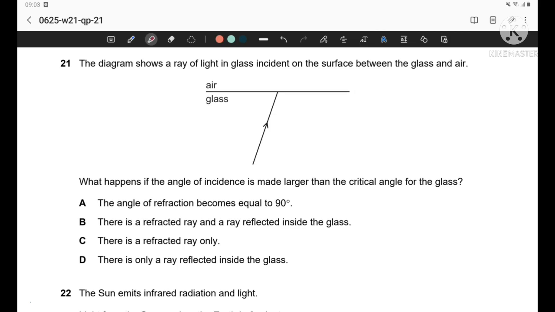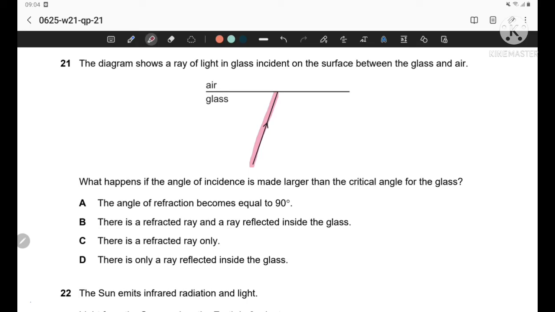Question 21. The diagram shows a ray of light in glass incident on the surface between the glass and air. What happens if the angle of incidence is made larger than the critical angle for this glass? So here the ray is passing from a denser medium to a rarer one, from glass to air. So high density medium to low density medium.